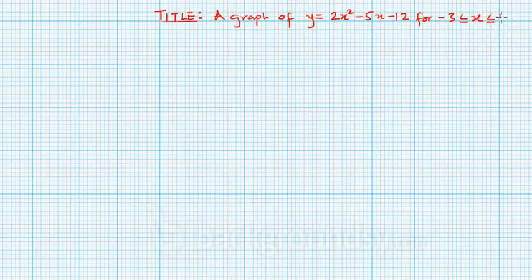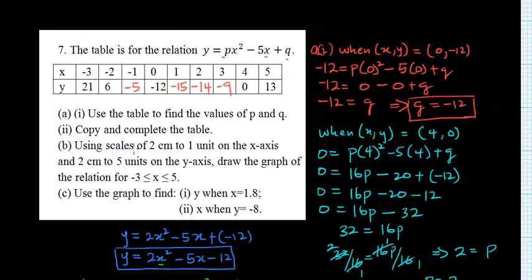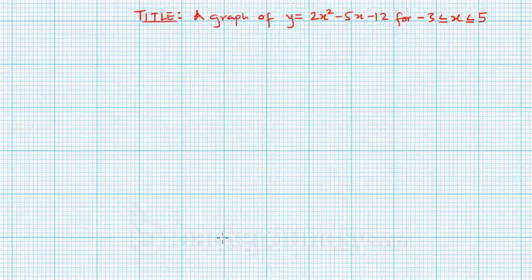Notice that we are given scales of 2 centimeters to 1 unit on the x-axis and 2 centimeters to 5 units on the y-axis. What that means is, on the graph here, from here to here we have 10 small boxes. You count: 1, 2, 3, 4, 5, 6, up to 10 small boxes before we get to this point.